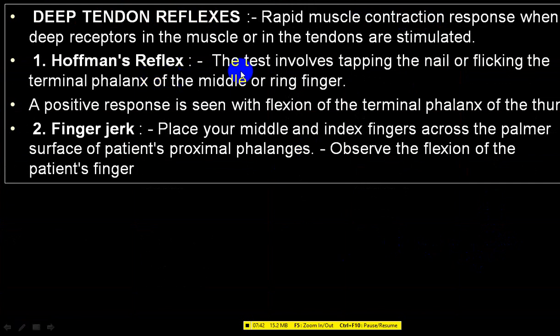The Hoffman test involves the tapping of the terminal part of the finger or flicking the terminal phalanx of middle or ring finger, and response is flexion of the terminal phalanx and of finger as well as thumb. There is one more name given, finger jerk. You place your middle and index finger across the palmar surface of the proximal phalanxes and you give a tap. You will observe the flexion of the patient's finger. So this is also called a finger jerk or finger flexion.